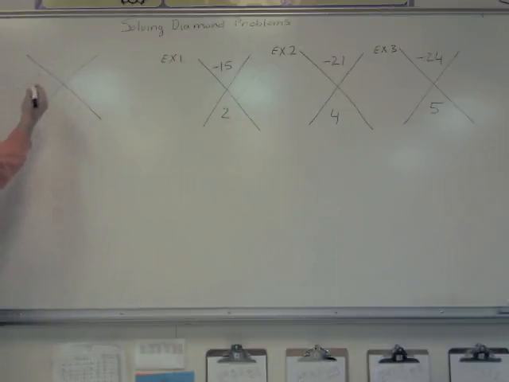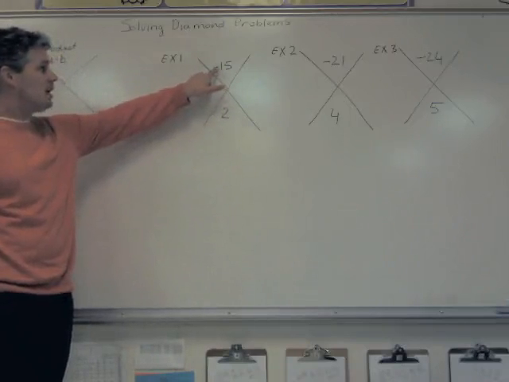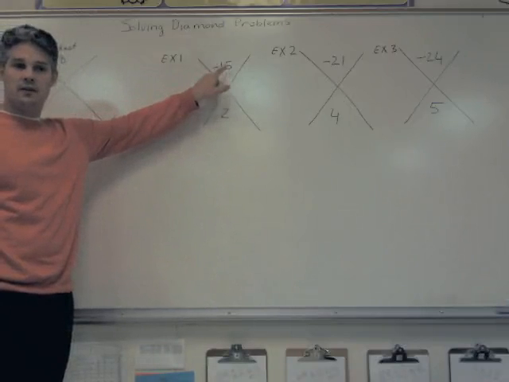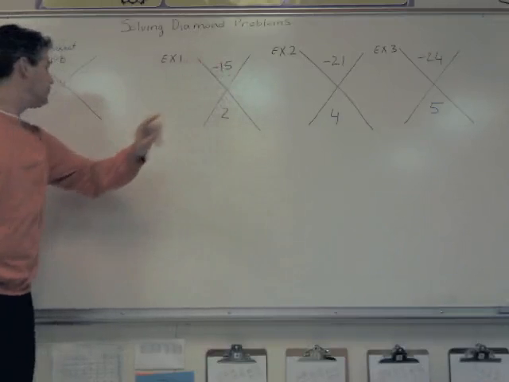The top of a diamond problem is the product of two numbers, so let's call number A times number B, and the number written in the top of a diamond problem is the product of two numbers. So if you look at the example here, the first example, in the top is negative 15, so that negative 15 represents a product of two numbers.